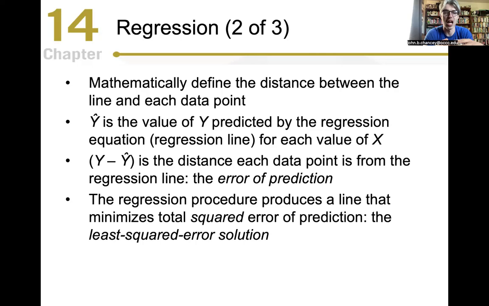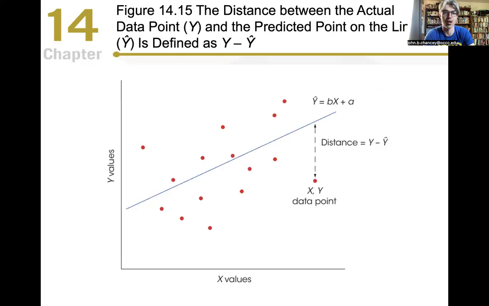So it produces a line that minimizes total squared error of prediction. This is called the least squared error solution. That's what we're looking for, the least amount of squared error.